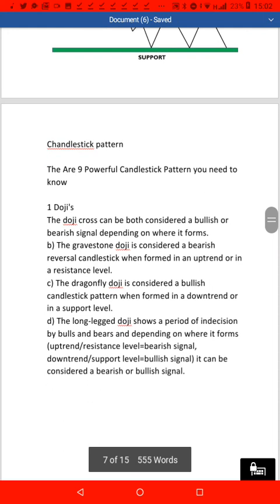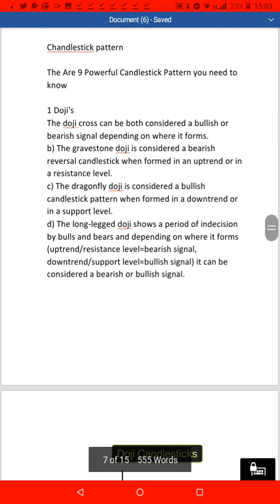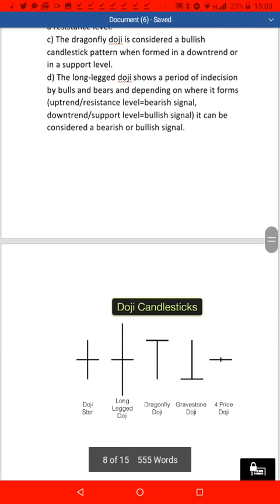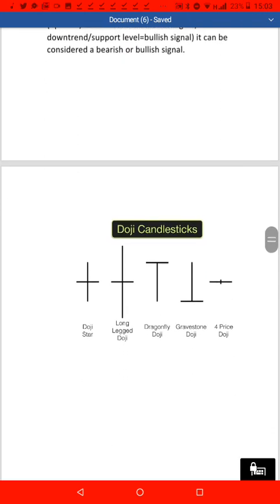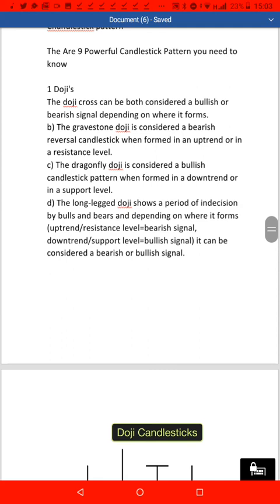And then we have candlestick patterns. You must also understand candlestick patterns. We have the doji candlesticks. Number 1, we have the doji star. It tells you that the market is consolidating. Before you place a trade, you must wait until you see whether the next candlestick is going up or going down, because it can also form a morning star, it can also form an evening star.